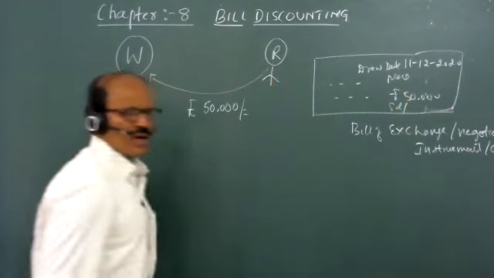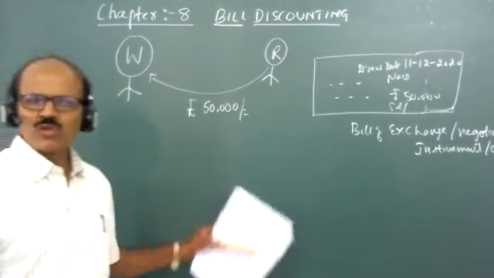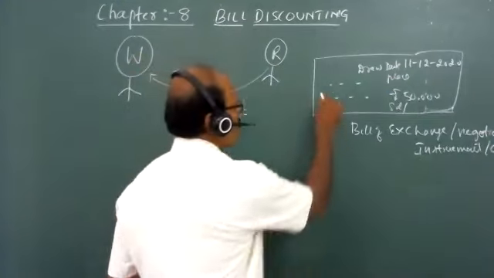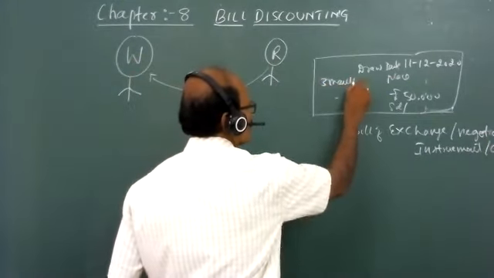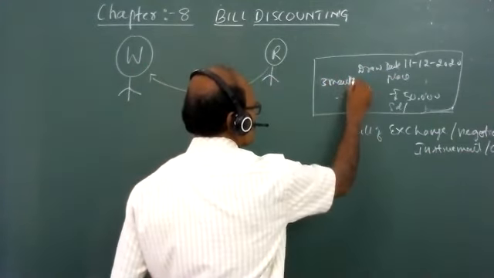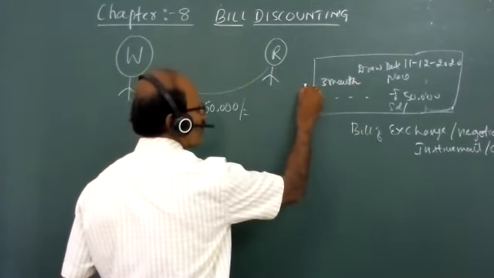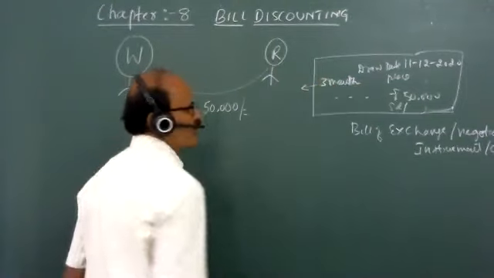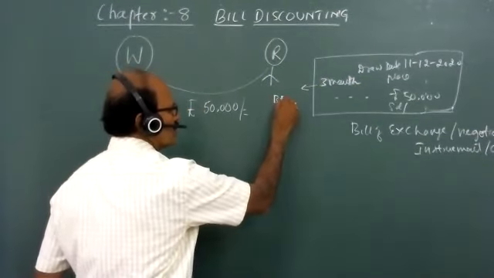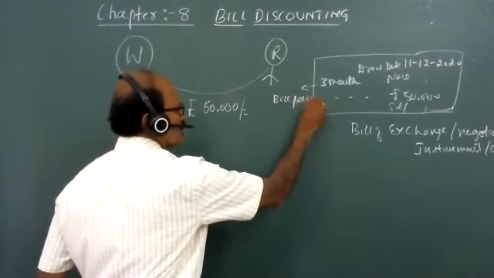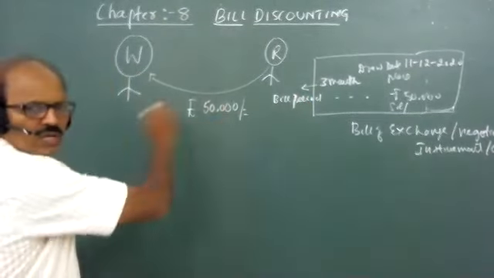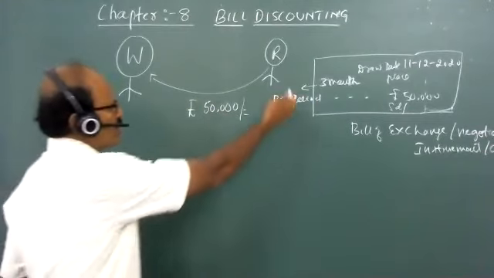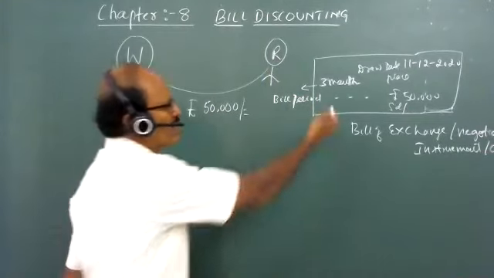He says that he will pay the amount only after 3 months. This 3 months is the bill period, because both will agree. He will say that he will pay only after 3 months.